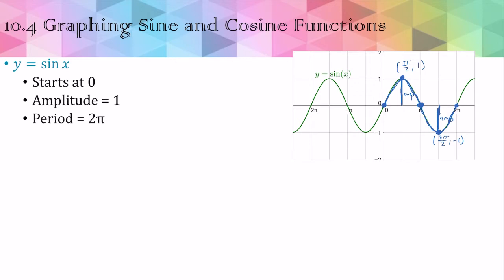So notice they're all halves. So we have the full period of 2 pi. Halfway between that is the other x-intercept. Halfway between those are the highest and the lowest points.